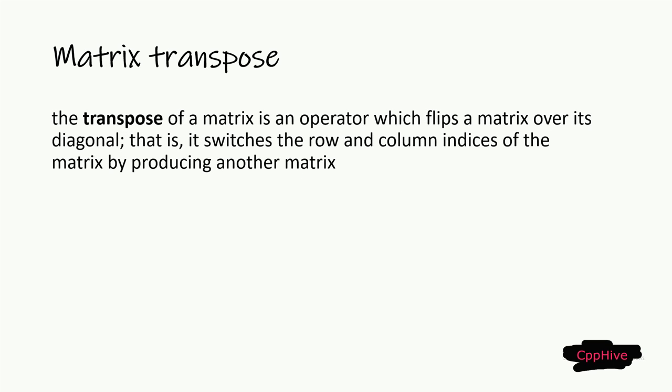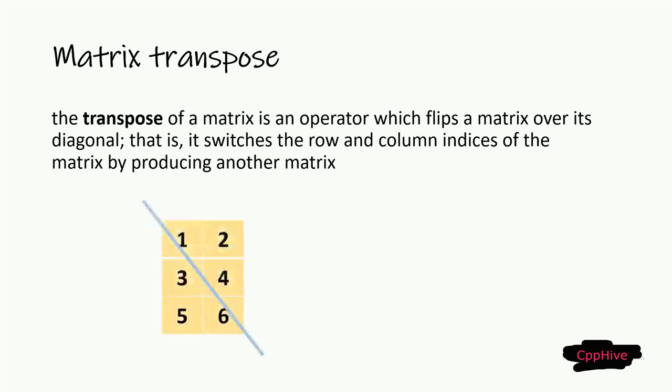In this video, we are going to implement another matrix-related operation in parallel. The operation we consider is the transpose. So let's see what matrix transpose actually does. The transpose of a matrix is an operator which flips the matrix over its diagonal. That is, it switches the row and column indices of the matrix, producing another matrix.